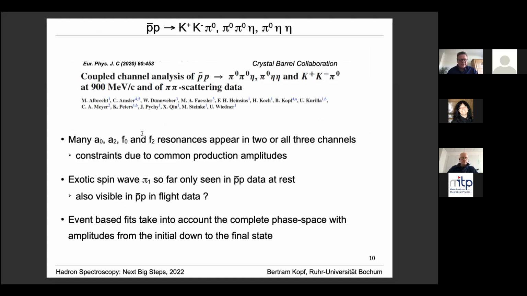The motivation was to measure in a precise way the expected resonances a0, a2, f0, and f2, of course. But we also tried to look for the spin-exotic pi1 wave, which has so far only been seen in antiproton-proton data at rest, and therefore this was also an idea to look into. All the analysis here is based on event-based maximum likelihood fits, taking into account really the complete phase space with amplitudes from the initial state down to the complete final state.